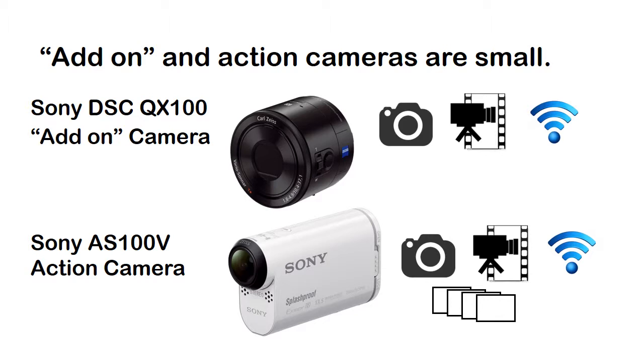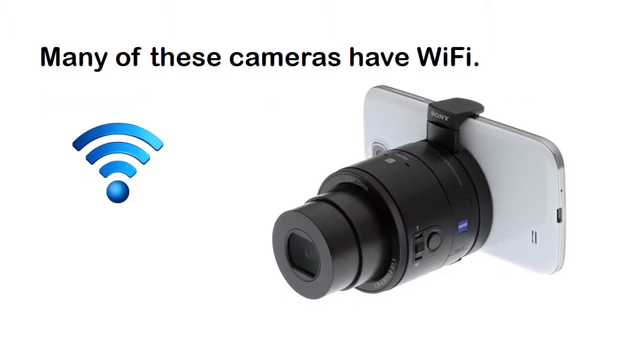In the case of the add-on camera, you can zoom and focus the camera by touching the screen on the smartphone. You also use that to trigger the shot. Similarly, you can start and stop the action camera by using a smartphone. Wi-Fi is the way that cameras can communicate with smartphones.